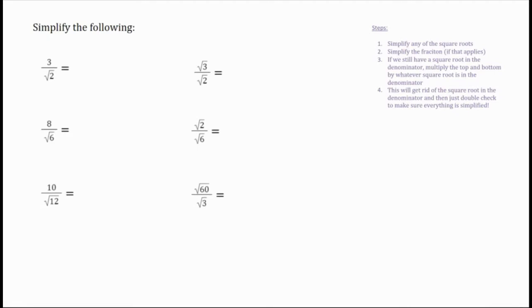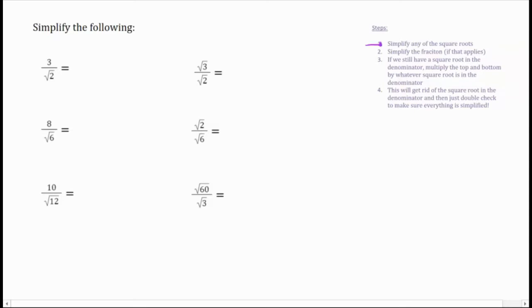Here we're asked to simplify the following, and really in this case, what we're practicing is getting rid of the radical in the denominator. So what we really call this is rationalizing the denominator. And the way to do that is a couple of steps. The first thing that I always recommend doing is simplify first.